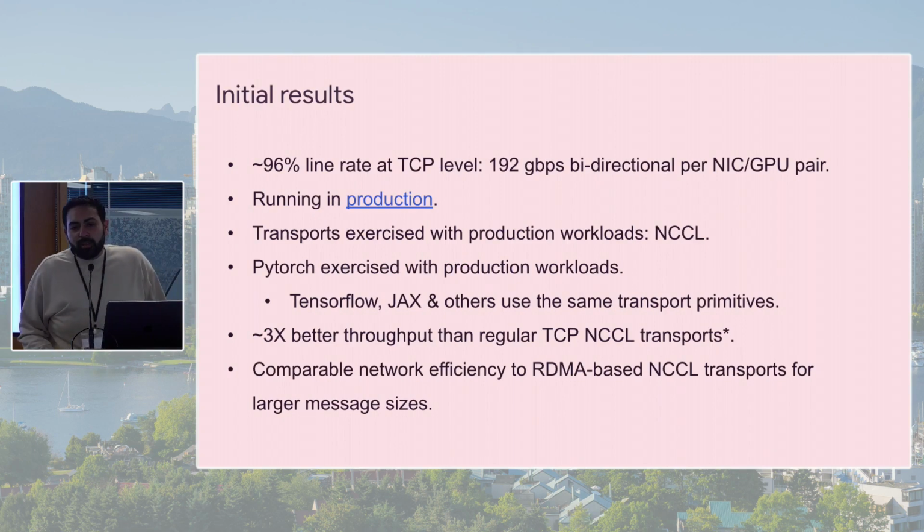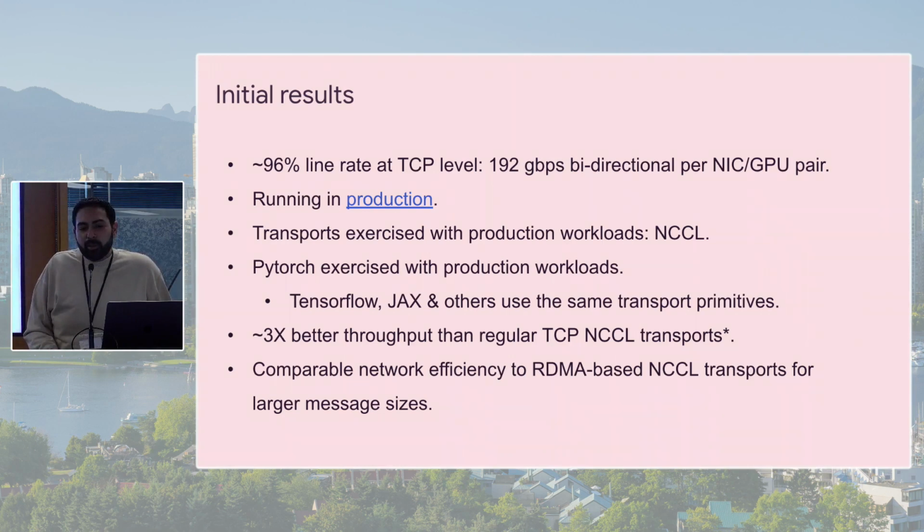So, initial results: we have this implemented and working locally, and working in production with Google A3 VMs. At the TCP level, we're able to hit pretty much line rate, or 96-97% of line rate, with our NIC and GPU pairs. Our NICs on A3 VMs run at 200 gigabits per second, so that's 192 per NIC and GPU pair, with all our pairs running in parallel.